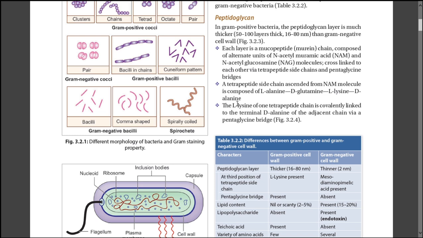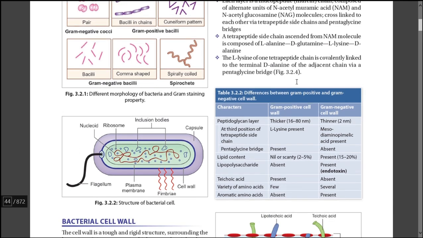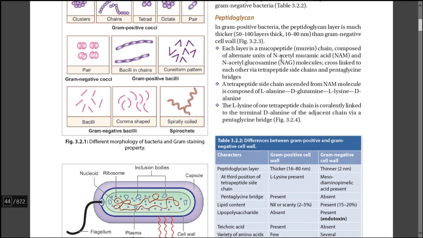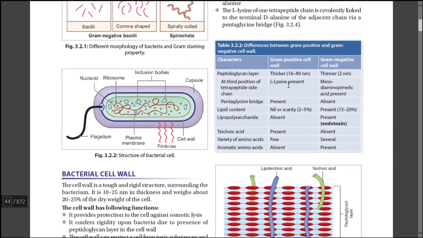You can remember it is a tetrapeptide chain which is assembled from the N-acetylmuramic acid molecule, which is composed of L-alanine, D-glutamine, L-lysine, D-alanine. You can remember these two points are important, and then I'll show the diagram later. Then we will see the differences between gram-positive and gram-negative cell wall.